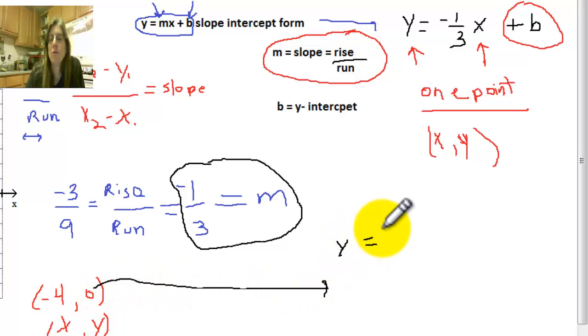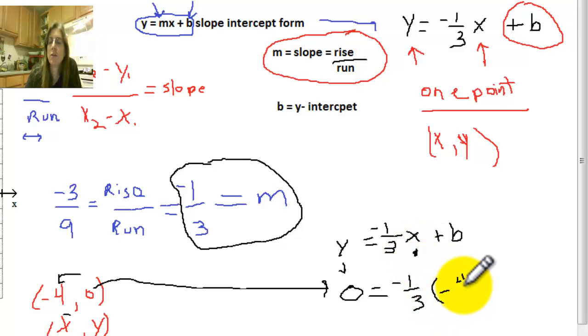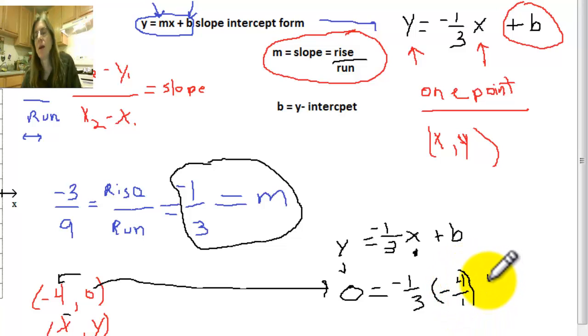Y equals, I'm going to move the whole thing down here where there's some room. I'm going to plug in for y this 0. So that's 0 equals negative 1/3, because that's my m. I'm going to plug in this value as the x, and that is -4. Let's make it -4/1 so we can easily multiply. And that's plus b.